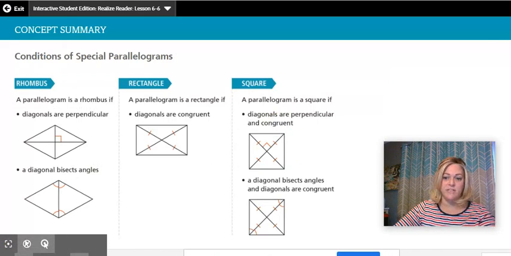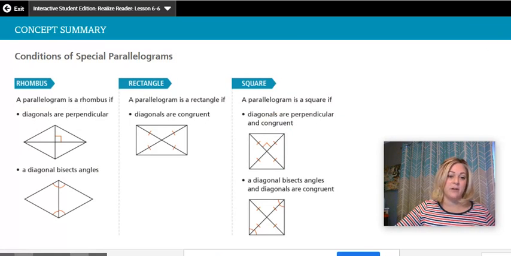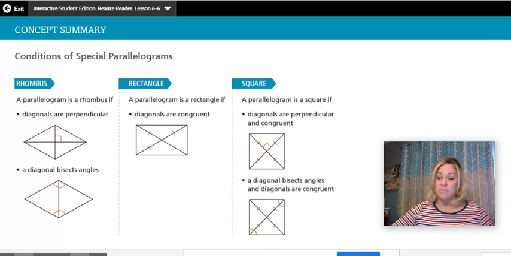Here is the big picture of this whole lesson. Rhombus. A parallelogram is a rhombus if diagonals are perpendicular and the diagonals bisect the angles. Okay, a parallelogram is a rectangle if the diagonals are congruent. The whole diagonals have to be congruent. And a parallelogram is a square if both of those things are true. It's a rectangle and a rhombus, which means diagonals are perpendicular and congruent, and the diagonals bisect the angles. So if it's a square, all the properties of rhombus and rectangle have to be true. I hope this helps.